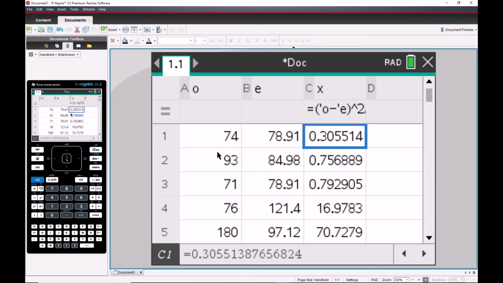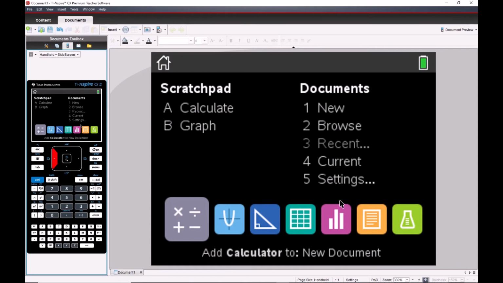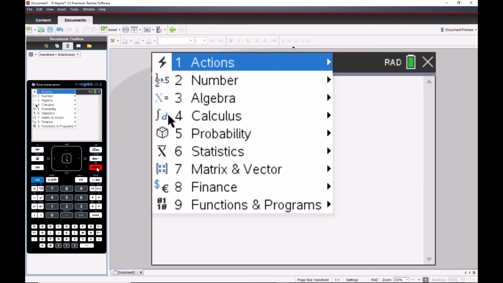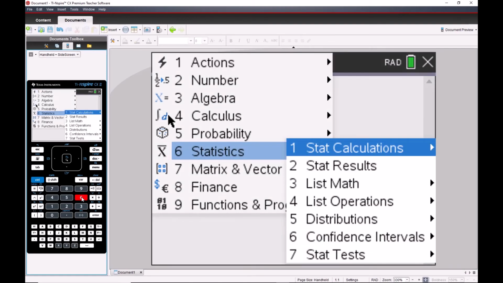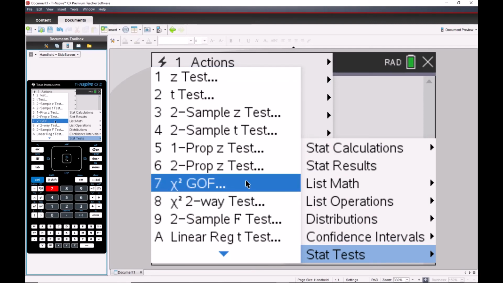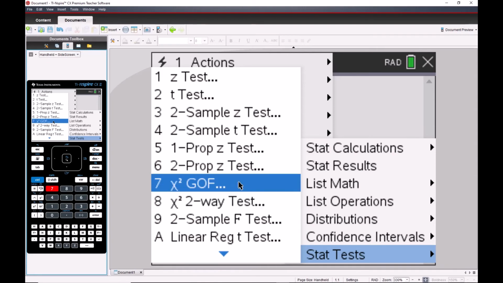Now we're just going to get out of here and we're going to run this test. So hit on, I guess, and then go to a calculator page. We want these two things linked. From here, we're going to run the test. So menu, 6 for statistics, and then 7 for stat tests. And see right here, this chi-square goodness of fit test. That's exactly what we want. The two-way test will be for homogeneity and for independence, so we don't want that.